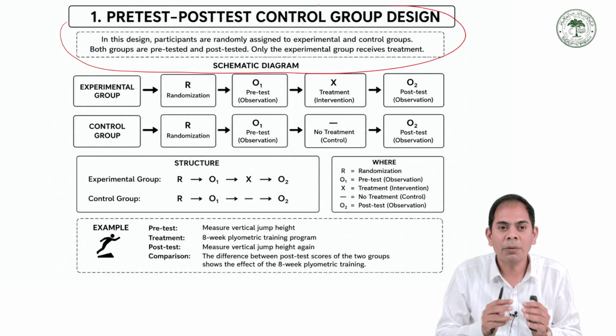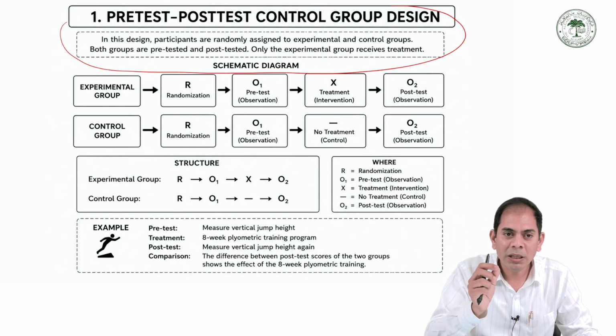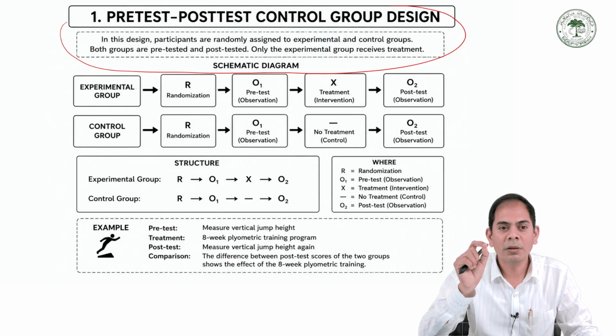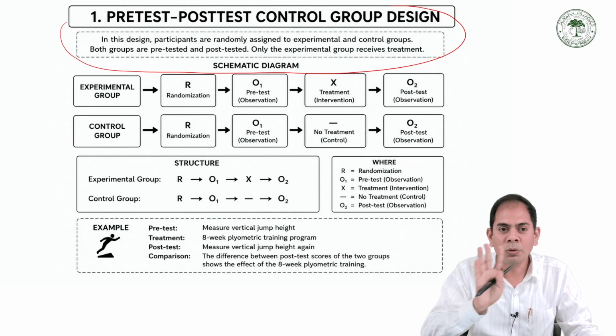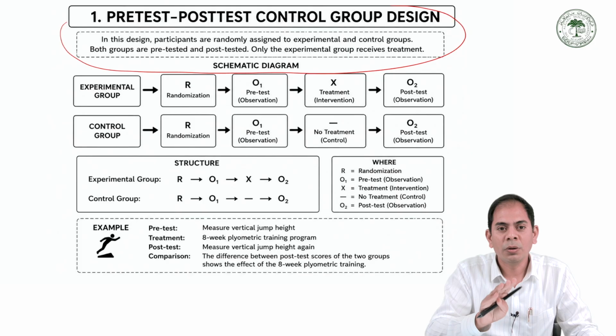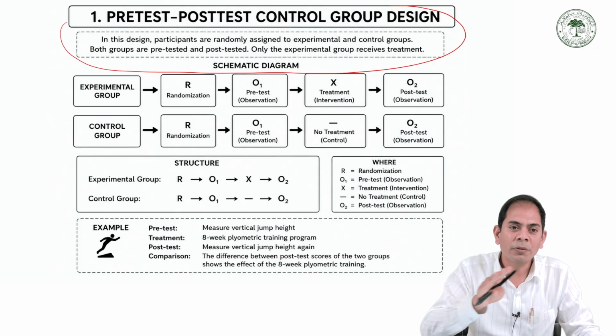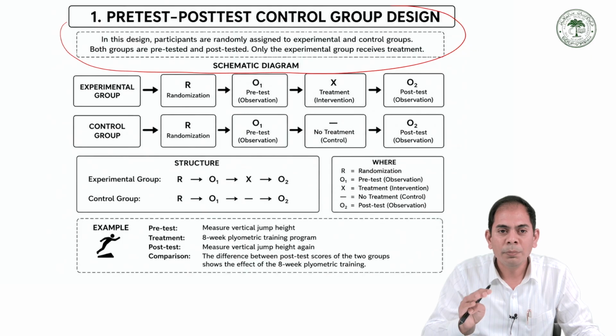In this type of research design, participants are randomly assigned to the experimental and control groups. The important thing is random assignment to the control and experimental groups. Both groups are recorded in pre-test and post-test. Only the experimental group receives the treatment. This type of procedure is called the pre-test post-test control group design.